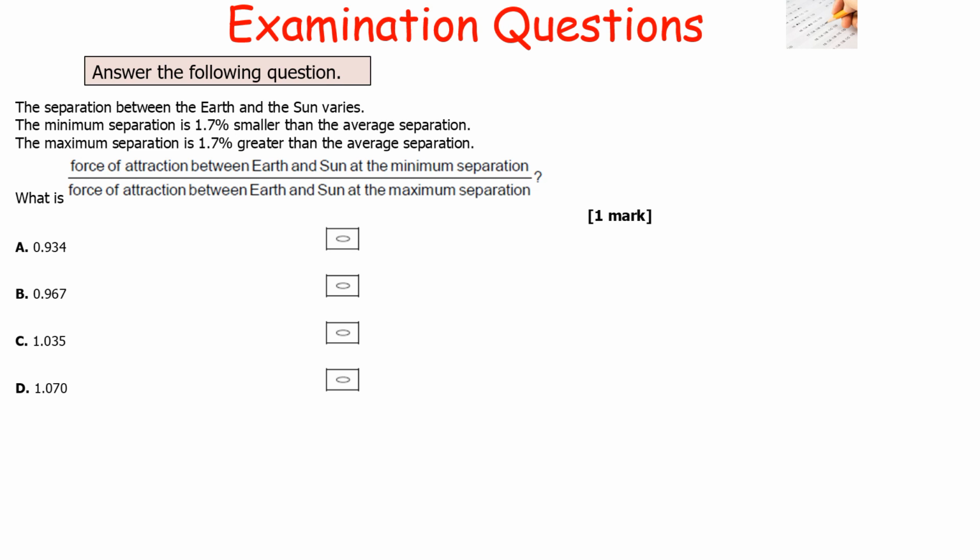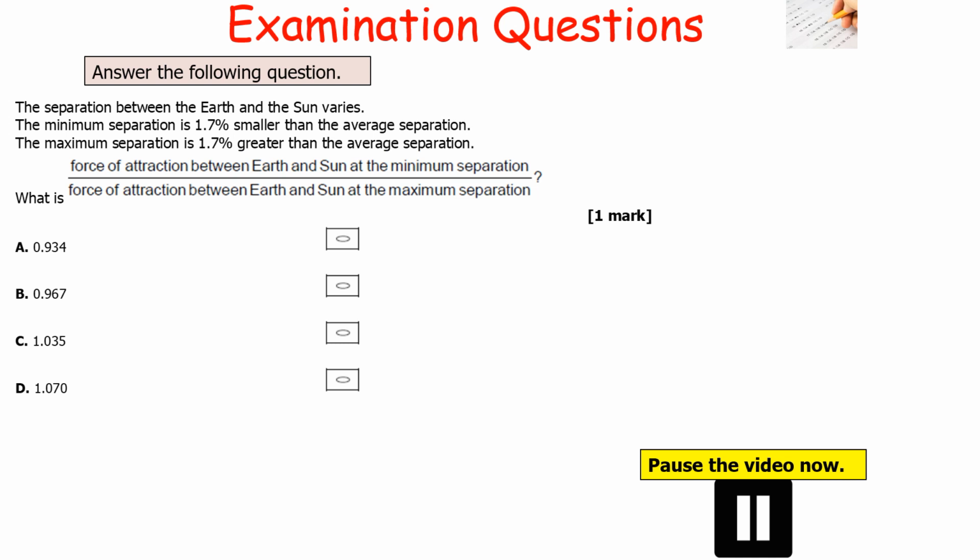The next question says, the separation between the Earth and the Sun varies. The minimum separation is 1.7% smaller than the average separation. The maximum separation is 1.7% greater than the average separation. So what is the ratio of the force of attraction between the Earth and the Sun at minimum and then maximum separation? So pause the video now, then unpause the video when you want to go through your answer.